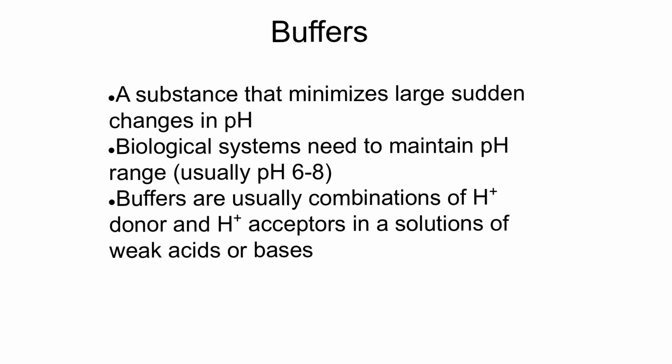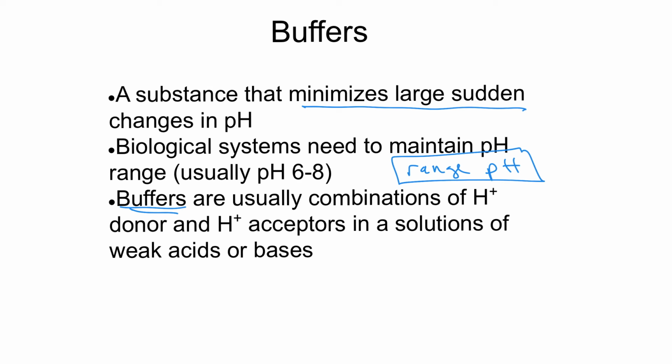All right, so what's a buffer? Well, a buffer is a substance that minimizes big changes in pH. And as I've already told you, biological systems really have to have only a small range of pH that is consistent with life. And so we use buffers in human bodies, and all living things have buffers to try to minimize big swings in pH that would kill them.